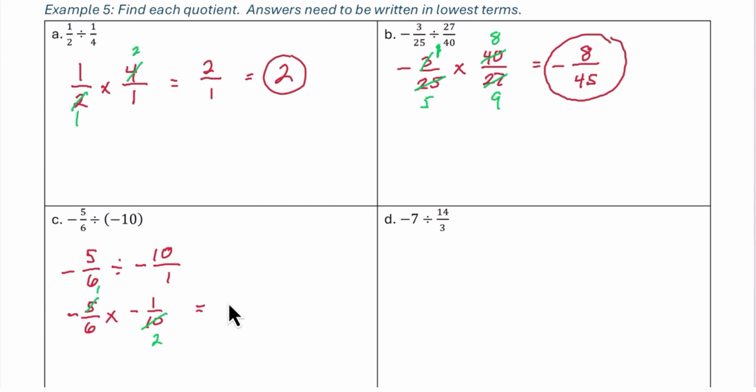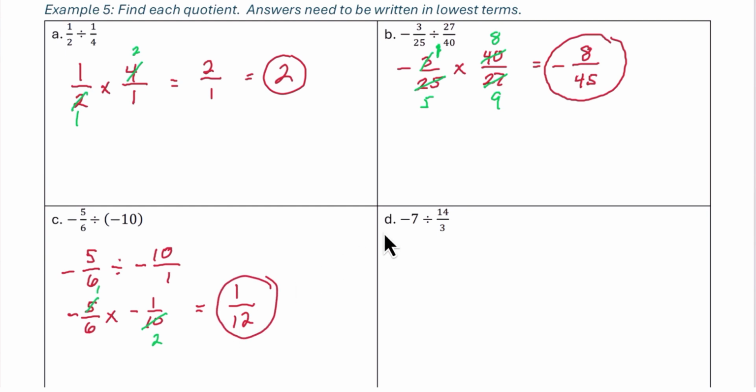1 times 1 is 1. 6 times 2 is 12. Negative times a negative is a positive. So we end up with positive 1/12.